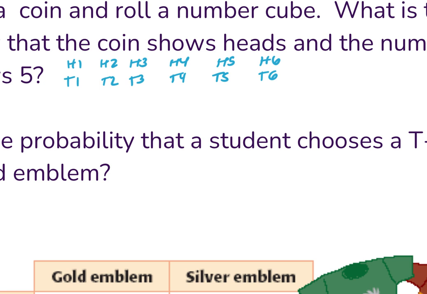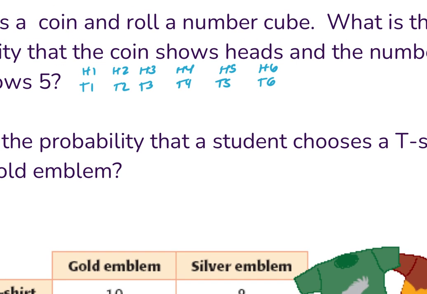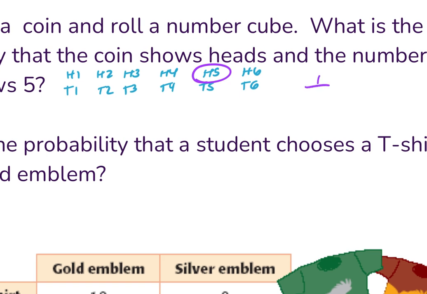So how many of those is what we want? A heads with a 5. One of them. There's only one of them. So there's one that we want, and the total number is 12. So you leave it just like that. Correct.